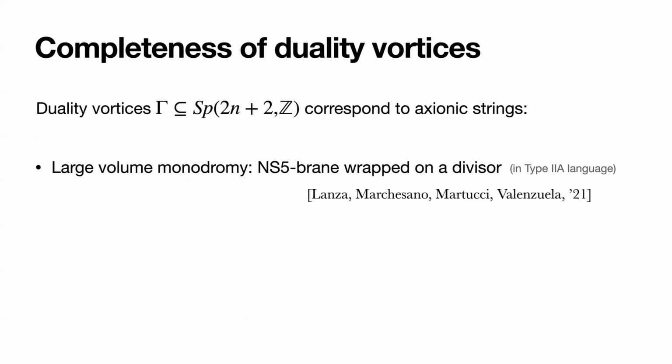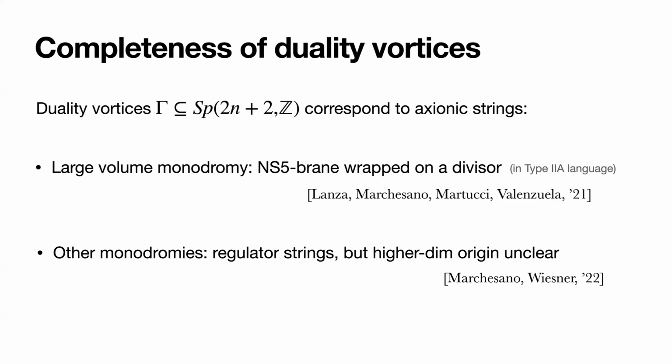So for the large complex structure point, these duality transformations are very well known. Here in the type IIA picture, what you're doing is no more than a large volume monodromy. And the states that are arising here, or the duality vortices that show up here, are just NS5 branes wrapping the divisor of the mirror Calabi-Yau manifold. In the type IIB picture, this would correspond to a Kaluza-Klein monopole. And then for the other monodromies, their higher dimensional origin is a little bit less clear, but they have been studied as regulator strings when studying the full axionic string solution, and not just one at a time.